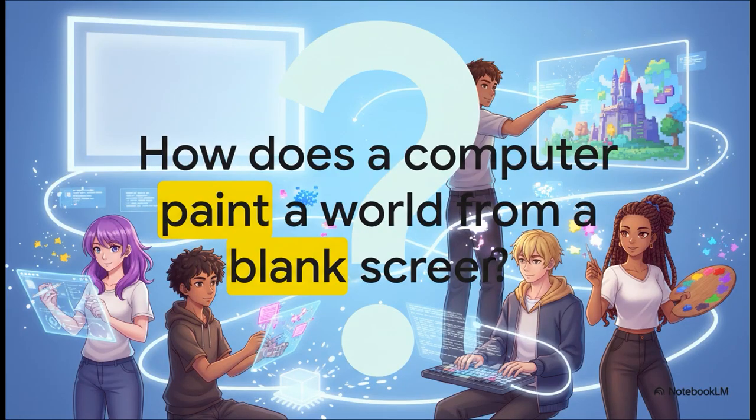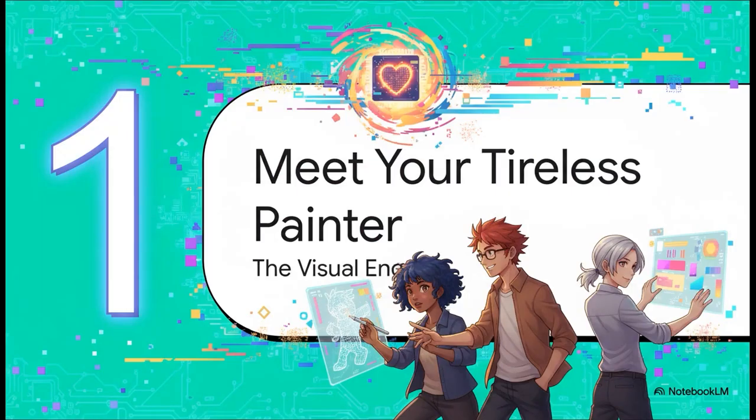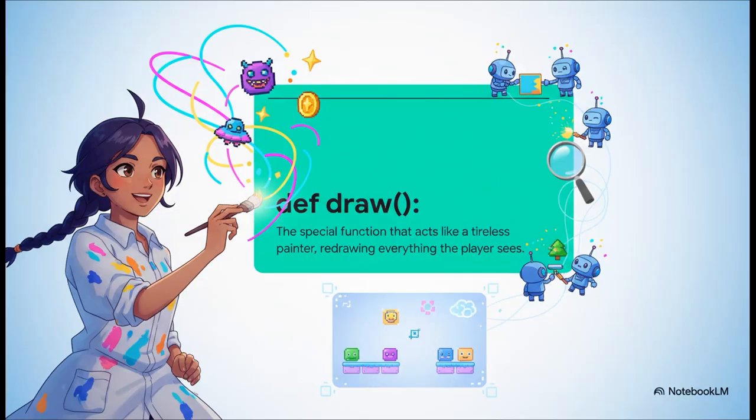The best way to understand this is to stop thinking about code as just text, and instead, imagine we're giving instructions to a very special, very fast artist living inside the computer. All right, first things first, we need to meet the most important part of our whole visual setup. It's a special function that has a really important job. In PyGame 0, that function is called draw. You can think of def draw as the official job description for our digital artist. Anything and everything we want the player to see has to be put inside this draw function.